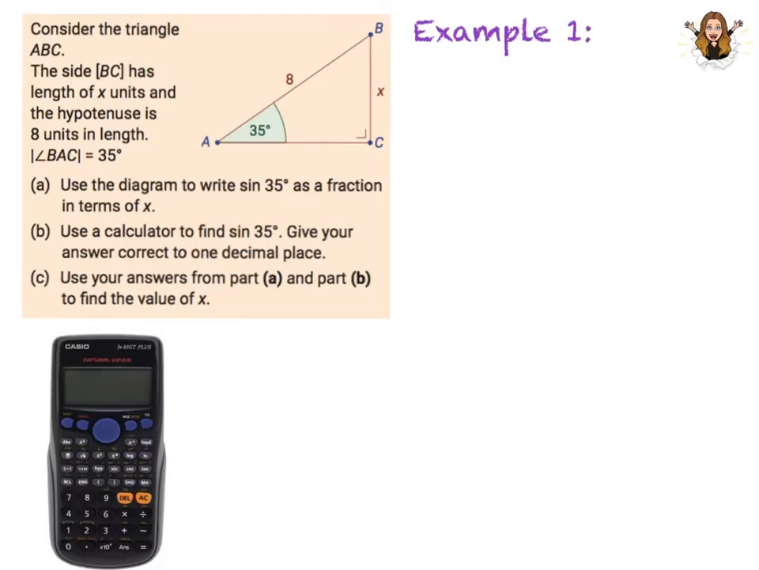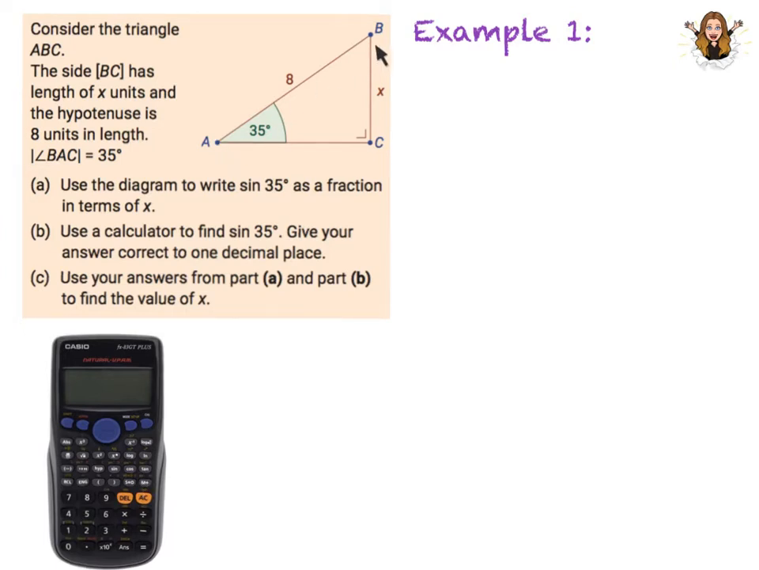Okay, so let's get straight into it now with an example of how you would find an angle in a triangle. Now, it is extremely important to note that you are going to need a scientific calculator for this. Otherwise, you're not going to be able to find the angle because you won't know what sine 35 or cos 40 is. Okay, so we're told to consider the triangle ABC.